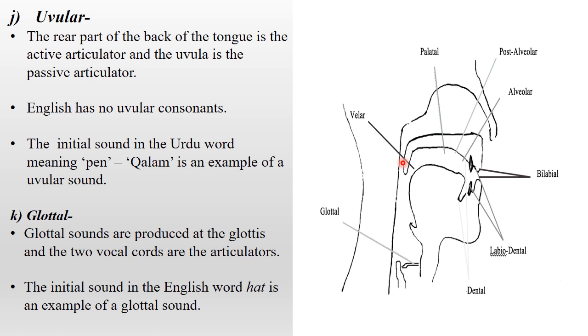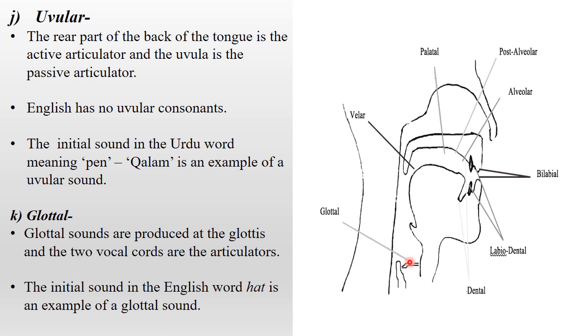We don't have any uvular sounds in English, but the Urdu word kalam is an example of a uvular sound. And finally, glottal. Glottal sounds are produced at the glottis, and the two vocal cords are the articulators. The initial sound in the English word hat is an example of a glottal sound. The two vocal cords themselves are the articulators, and the sound is, for example, h.